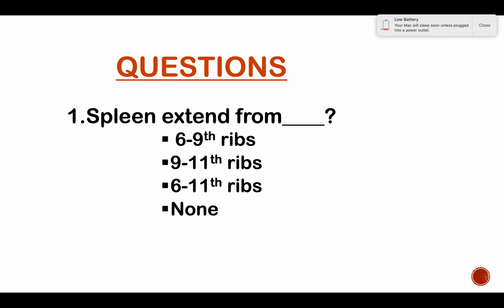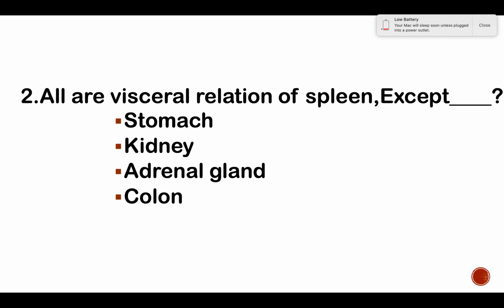Questions. Spleen extends from 6th to 9th ribs, 9th to 11th ribs, 6th to 11th ribs, or none of these. Answer: spleen extends from 9th to 11th ribs. All are visceral relations of spleen except stomach, kidney, adrenal gland, colon. Answer: adrenal gland.